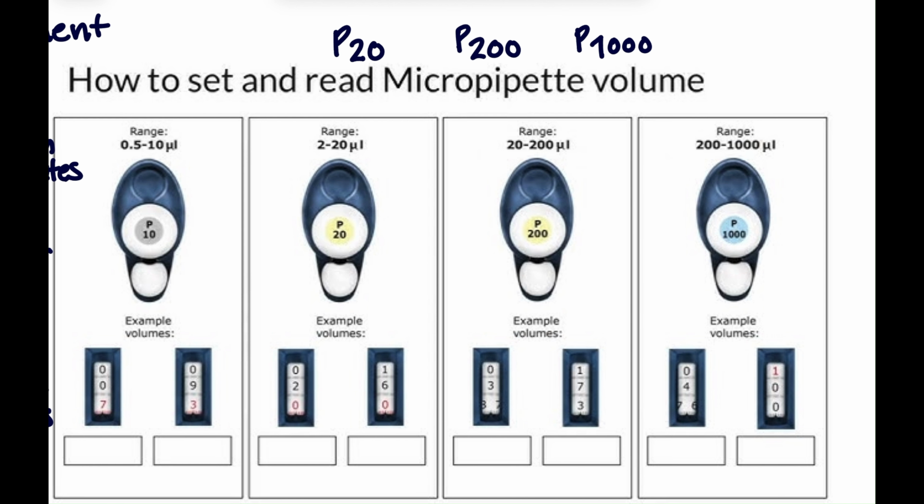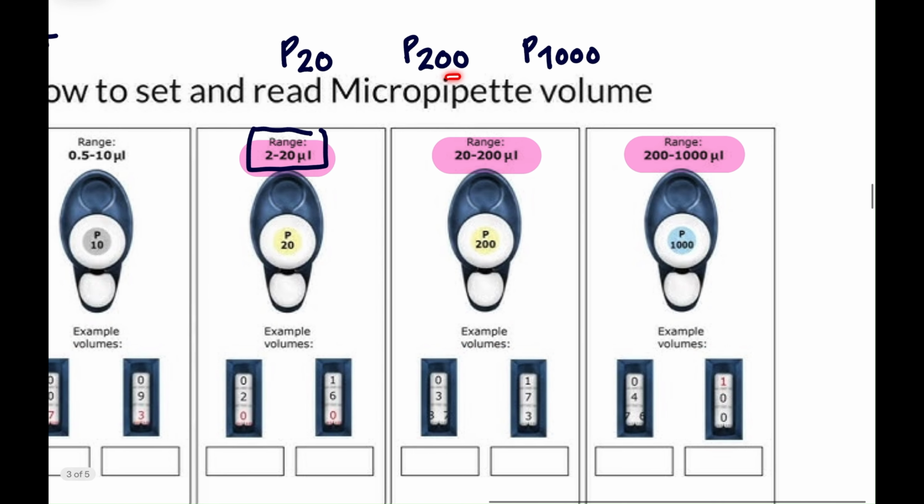Each is going to cover a specific volume range, and the 3 that are going to be most common are going to be the P20, and these are going to handle volumes in the 2 to 20 microliter range, the P200, which are going to handle volumes in the 20 to 200 microliters, and the P1000, which will handle volumes somewhere between 100 and 1,000 microliters. It's really going to be the 1,000, the 200, and the 20. Those are that upper limit.